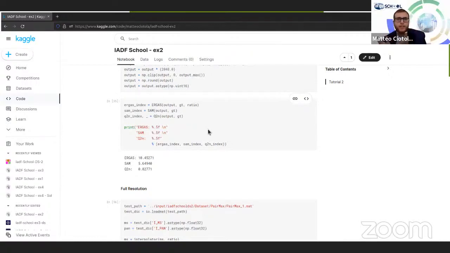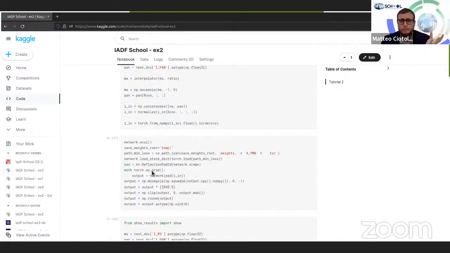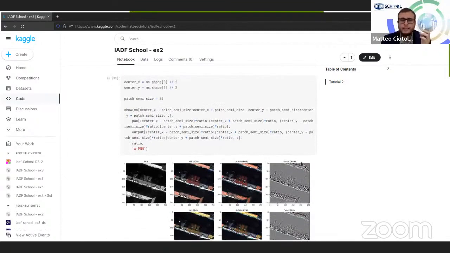In the first patch, everything works fine. But in this one, the metrics are really high. We have an ERGAS value around 10, SAM around 5, and Q2N is quite low. But also, inspecting the results, we can see that there are some aberrations, some artifacts, especially on some details, especially on the roof, on the top right, and also in the bottom.